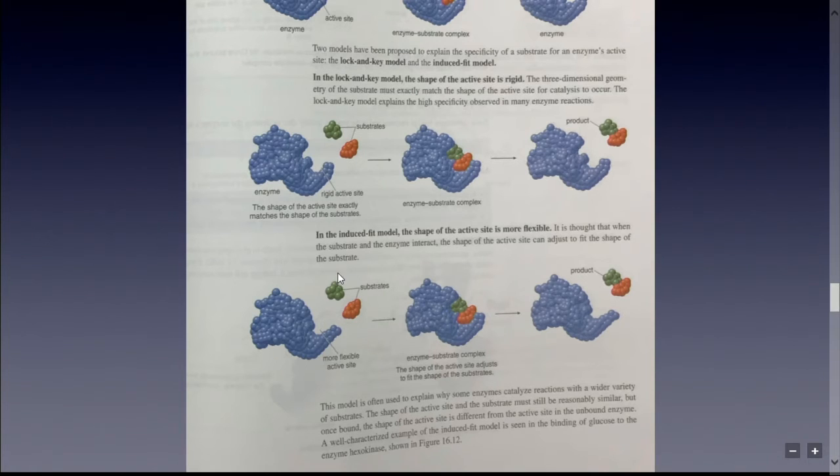Does that make sense? It's thought that when the substrate and the enzyme interact, the shape of the active site can adjust to fit the shape of the substrate. So it's kind of like, oh, hey, you're here? Okay, let me make room for you. Let me clean the couch off and let you sit down. So these are a little more flexible. That's just a different type of model.